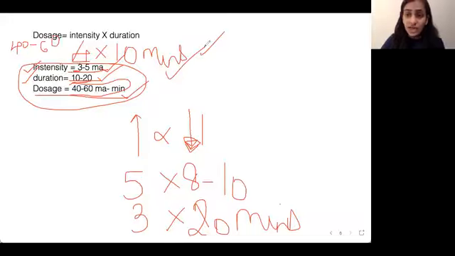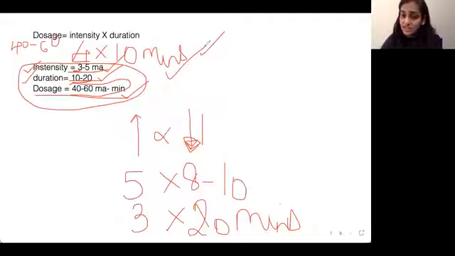Okay, we did what is the current density? It is the intensity divided by your surface area. We have your cathode, anode. We did all the ions. We did the acidic and the alkaline reaction. Now another thing is, what would we do to avoid burns? What are the multiple things we could do to avoid burns?